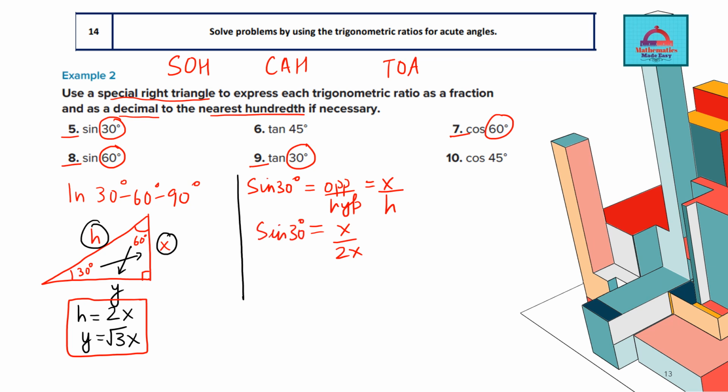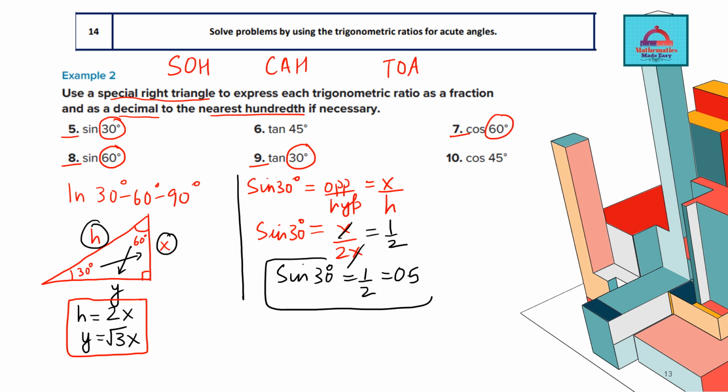So x and x cancel. What is left? 1 by 2. So in fraction, sine 30 is 1 by 2, and in decimal it is 0.5. So that is the answer for question number 5. Okay, let's do the remaining questions also.